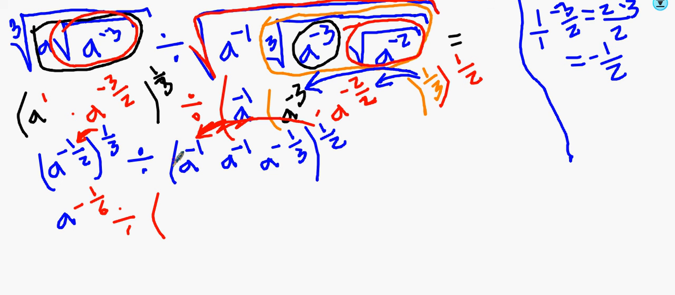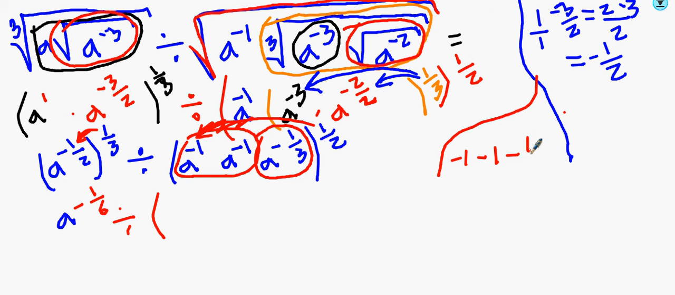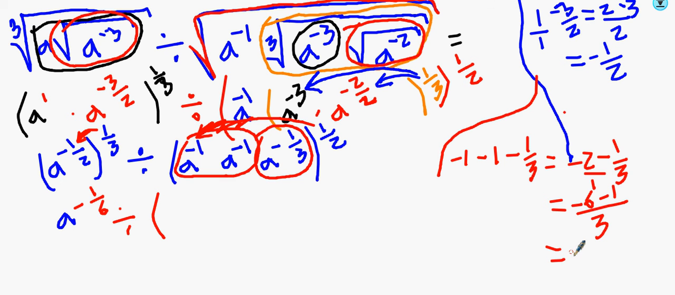Well, let's first do the inside. A to the negative first times a to the negative first, and then negative 1/3. So that's minus 1 on the side here. Minus 1 plus minus 1 minus 1/3. So that's negative 2 minus 1/3. 3 times 1 is 3. Cross multiply, negative 6. Cross multiply, negative 1. So that's negative 7/3. So this is a to the negative 7/3 to the power of 1/2.